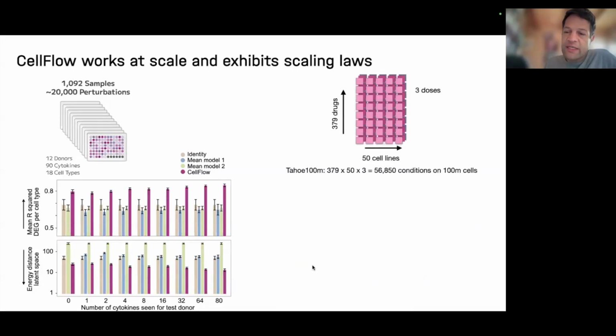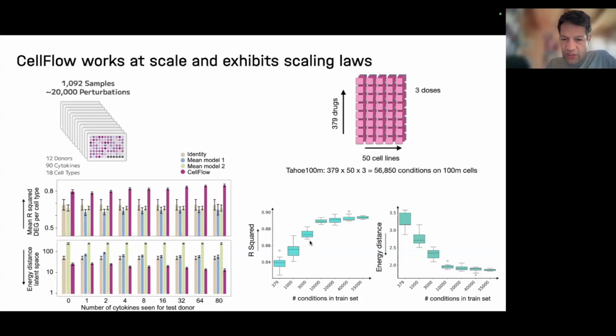And there's been a very recent exciting one called Tahoe 100. This is from the company Vevo, which actually renamed to Tahoe, which has more than 60K conditions. And there we also see that the more conditions we train on, the R squared goes up. And you're doing this training across 100 million cells. That was a real challenge, and I'm happy that this worked out. So if you want to look at some of these benchmarks, the CellFlow papers are out, and I'm happy to support you with implementing and checking it out.